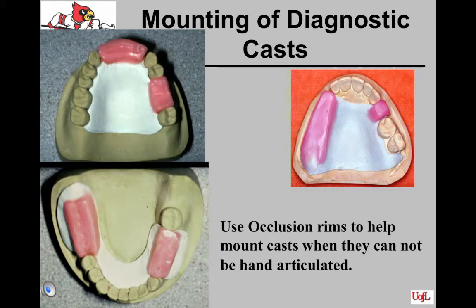Occlusion rims are used to help mount the case when they cannot be hand articulated. Here's an example of the ones that have been constructed for the Dentoform case, and the one on the right is the one that was constructed for our patient that had critical teeth missing to stabilize the occlusion.